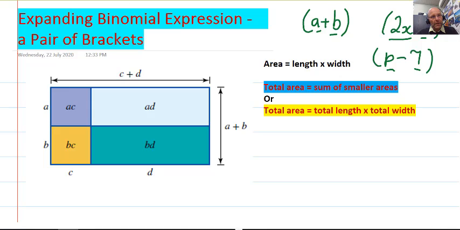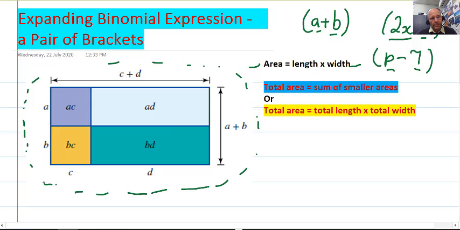Before we get on to that, let's have a look at our drawing there. We have a rectangle, and remember the area of a rectangle is length by width. Now, for this entire shape, if we were to calculate the area, there's two ways to do it. The blue way, method 1, is to take the sum of all the smaller areas. And there's 4 of those. Okay, there's 1, 2, 3, 4.